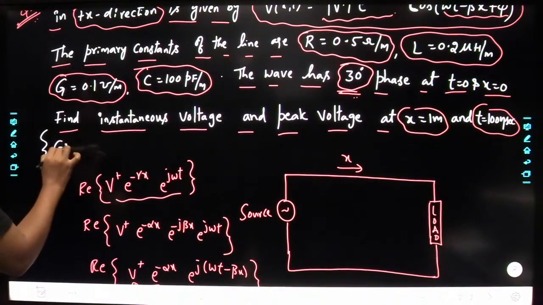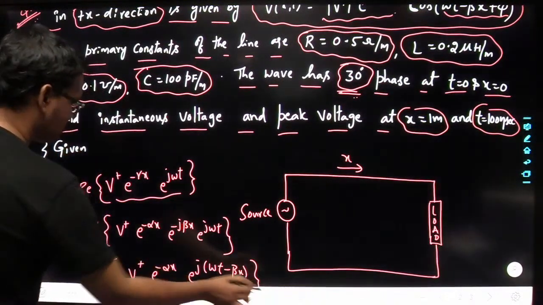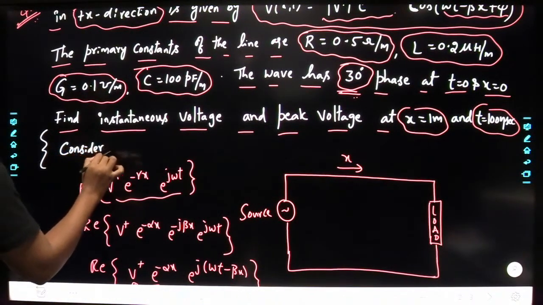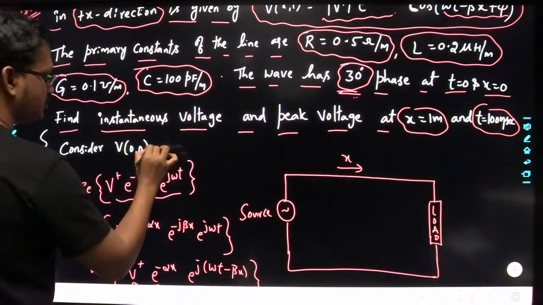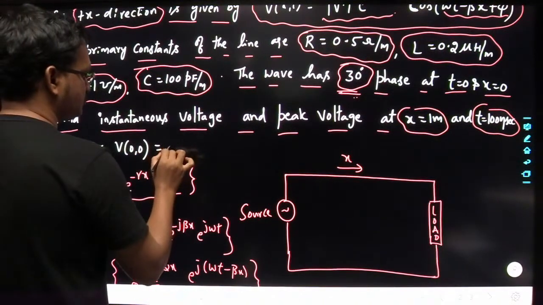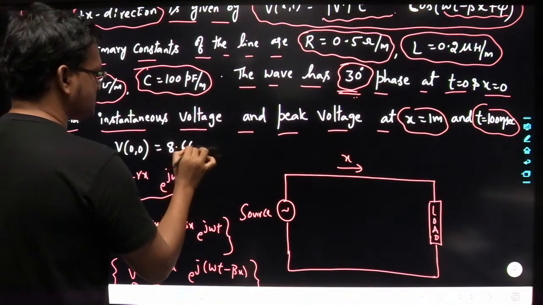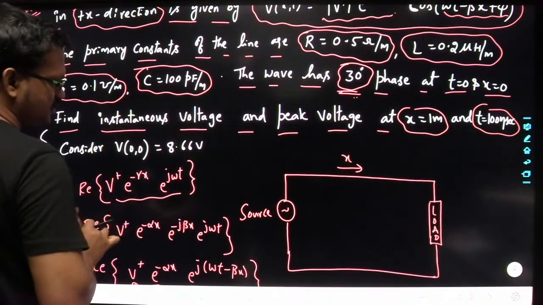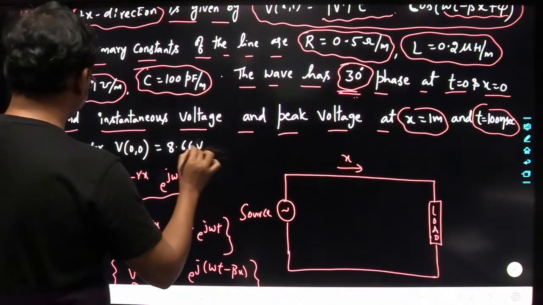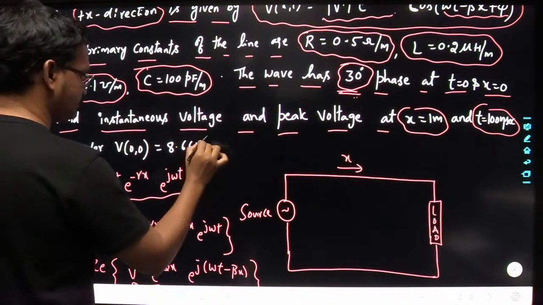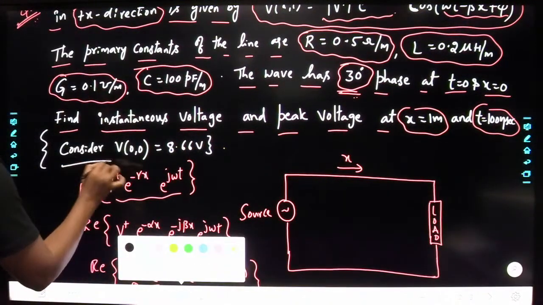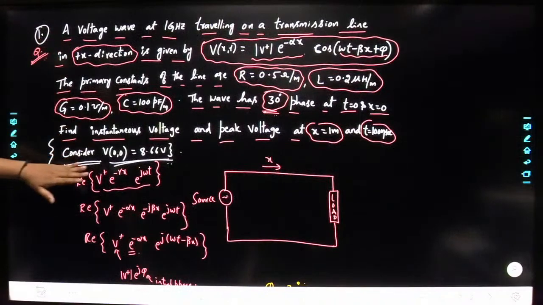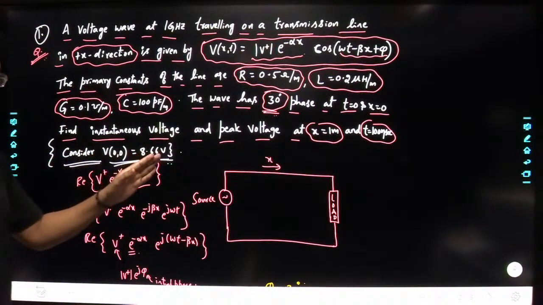So in the problem given, consider V of 0 comma 0 is equivalent to 8.66 volts. In the problem itself, you have to include this one. So consider V of 0 comma 0 is equal to 8.66 volts.